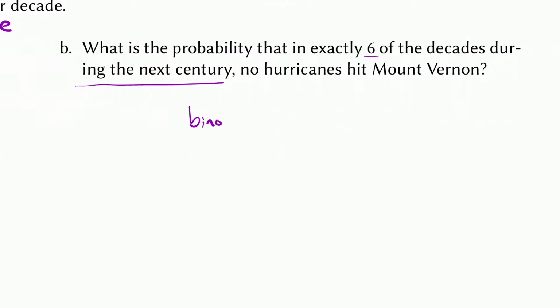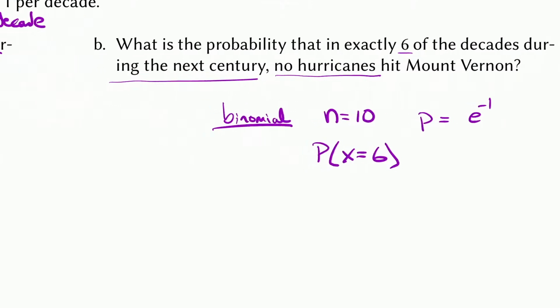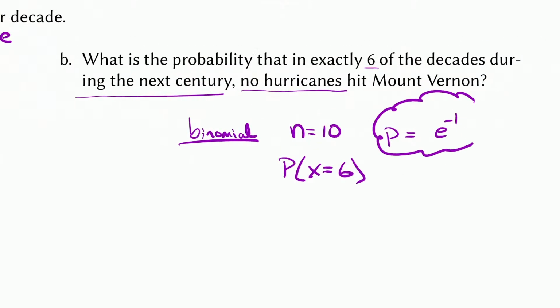That's actually binomial with n equals 10 decades. So a century is 10 decades. And we want to know the probability that x equals 6. The probability of success is no hurricane hits Mount Vernon. So the probability of success is the probability of no hurricane in 1 decade, which is going to be just e to the negative 1. So this, let me just put a little cloud around it, that is Poisson. Yeah, so there I mixed both Poisson and binomial, which was a little bit mean, but I've scaled things.